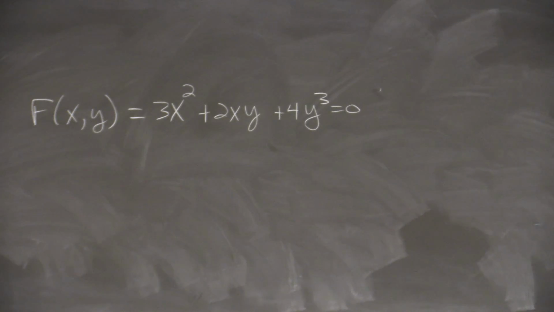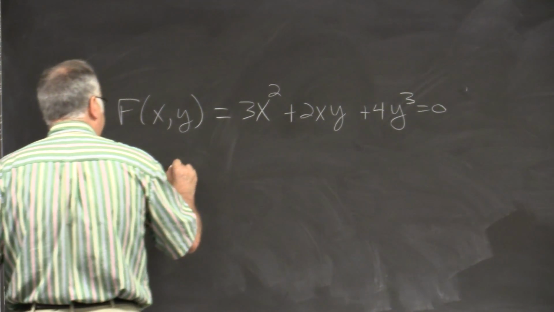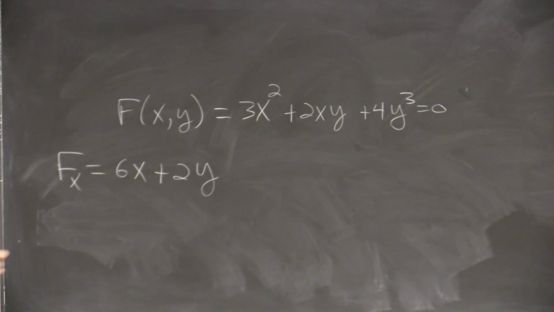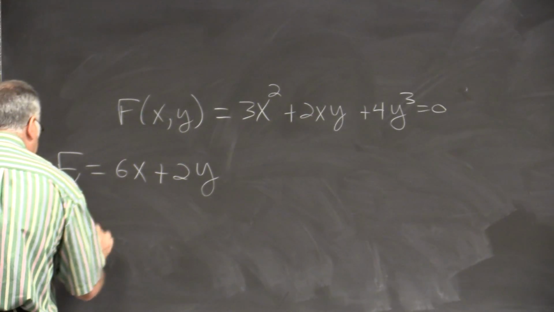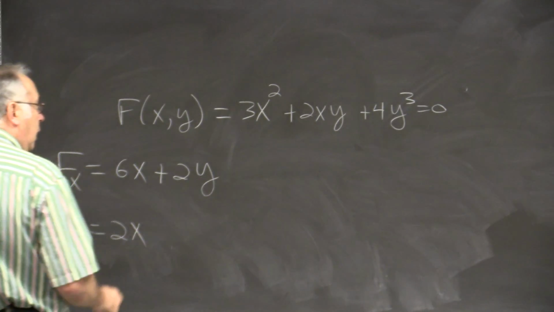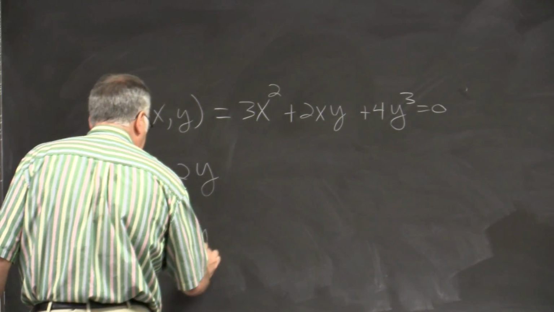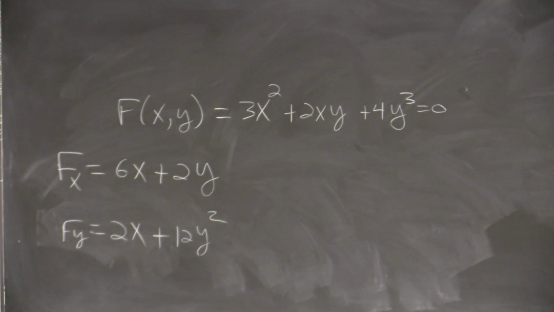So, Jacob, how do we proceed? Let's take the partials. Yes, take the partial derivatives. f sub x is equal to 6x plus 2y. Yes. And that's a simple linear function, continuous. f sub y is equal to 2x plus 12y squared. Again, that's nice, continuous. Anytime you have a polynomial function, it's going to be continuous. So both of those are continuous.